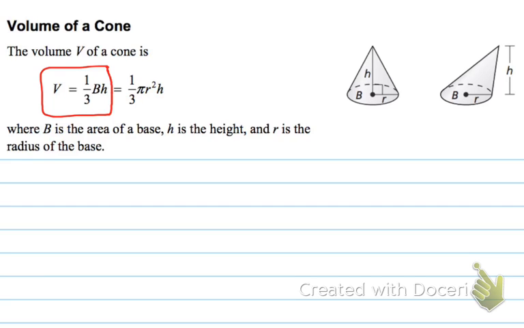But in this case, our base is a circle, so the area of that base we could write here as pi r squared, because that's just the area of a circle. But I don't like to remember more equations than I have to, so I just remember this one, 1/3 big B H. Big B is the area of the base. H is the height of the cone. This is the height of the cone.